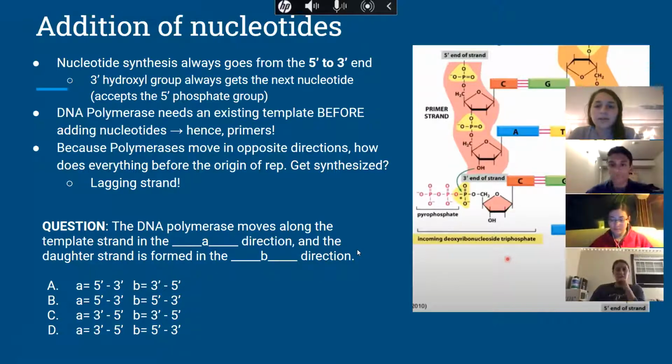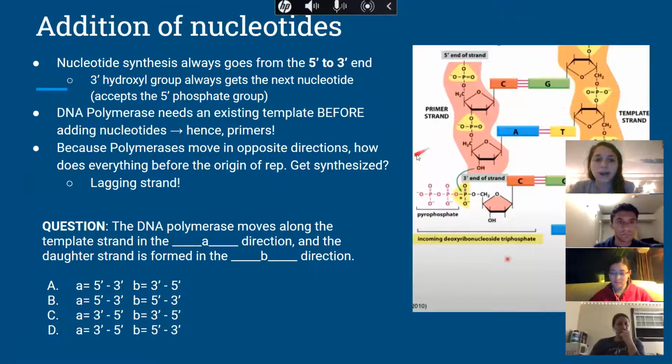So the addition of nucleotides, nucleotide synthesis, always goes, like I just said, from 5' to 3'. The 3' hydroxyl group always gets the next nucleotide. So down here you have the end of the strand, this 3' end. This is where the new nucleotide will come in, and its phosphate group will bind to the hydroxyl group of the 3' end. So that's where the 5' phosphate makes that phosphodiester bond. The reason this is important is because DNA polymerase needs an existing template before adding nucleotides, which is what those RNA primers are for.